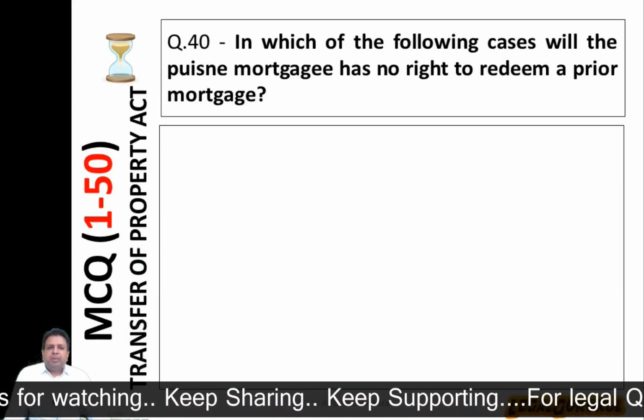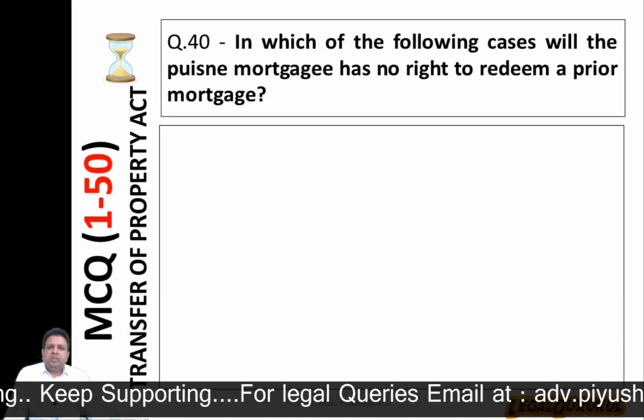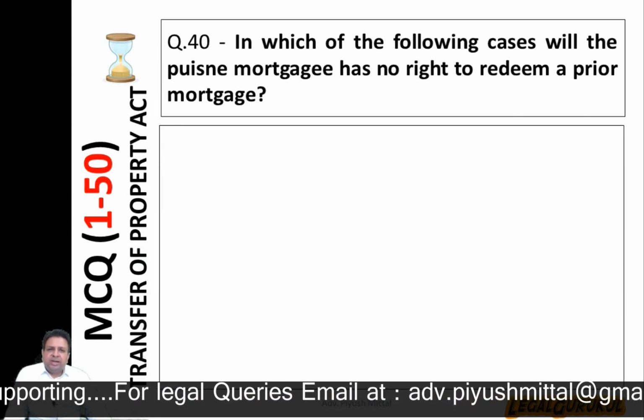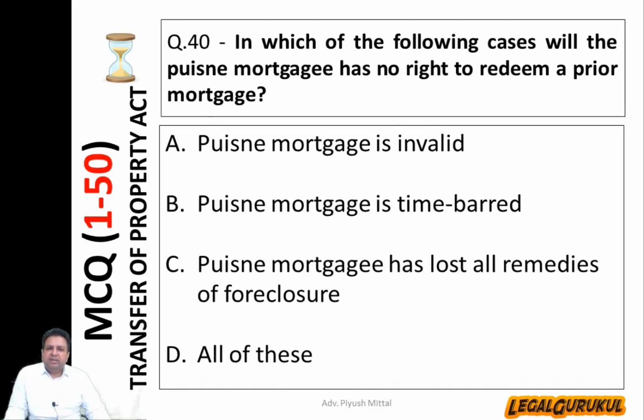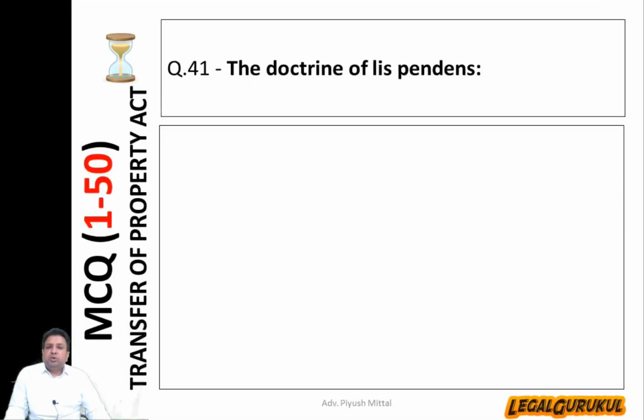Question number 40. In which of the following cases will the puisne mortgagee have no right to redeem a prior mortgage? Option A. Puisne mortgage is invalid. B. Puisne mortgage is time barred. C. Puisne mortgage has lost all remedies of foreclosure. D. All of these. And the correct answer is D. All of these.